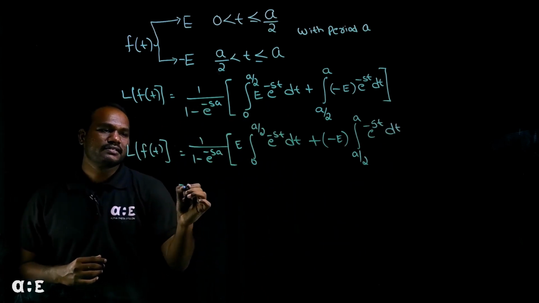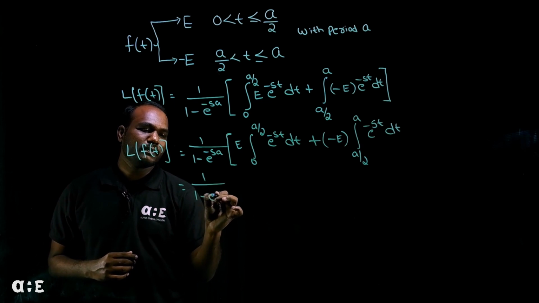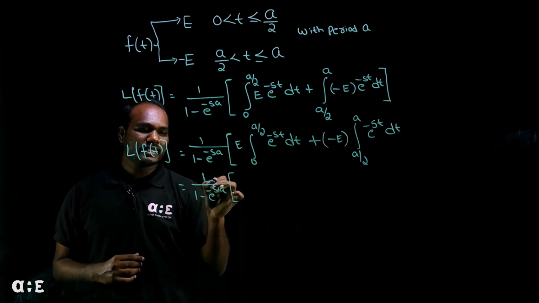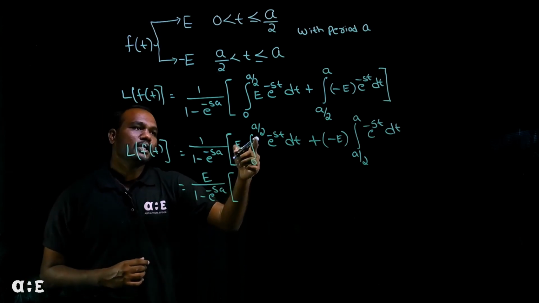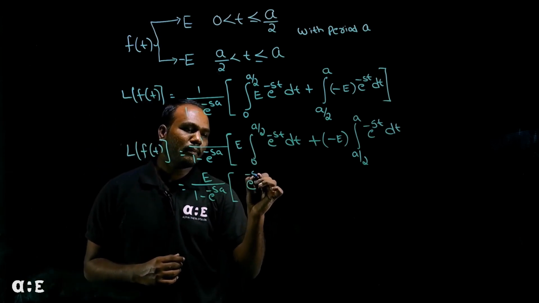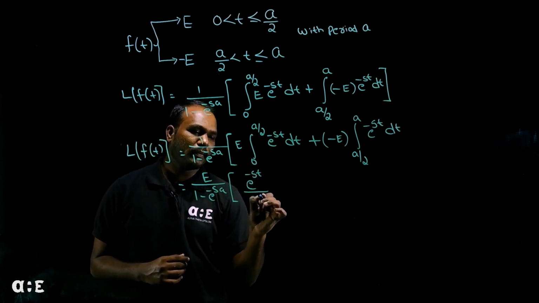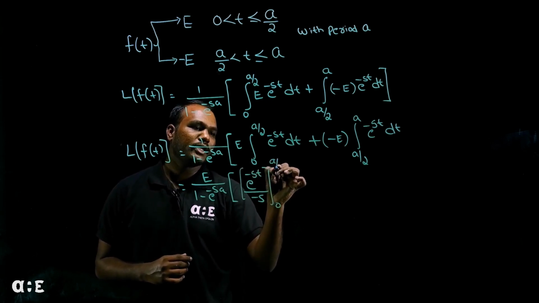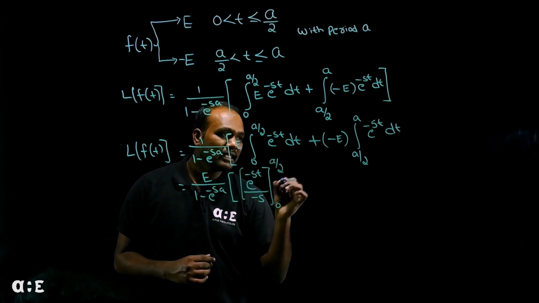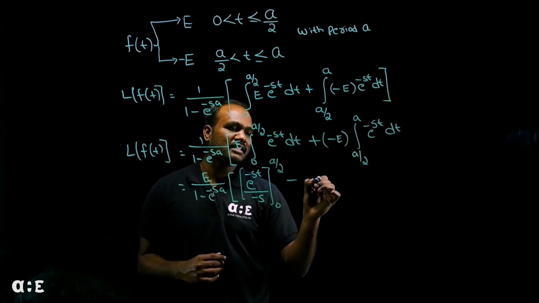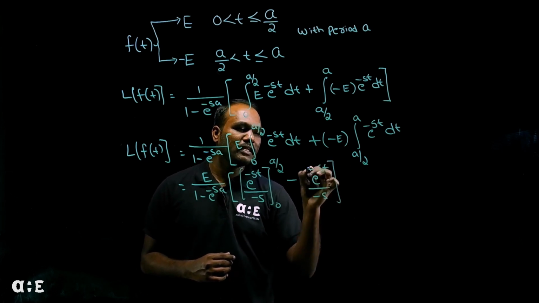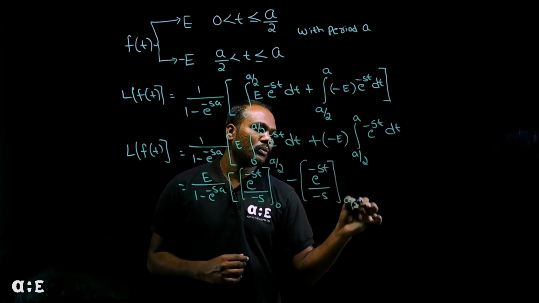Now let's integrate this. 1 over 1 minus e power minus s into a, right? e is common, so let's take e here. So the integration of e power minus st is e power minus st over minus s. What are the limits given in the question? 0 to a by 2, right? Plus into minus is minus, and the integration of e power minus st is again e power minus st over minus s. What are the limits? A by 2 to a.